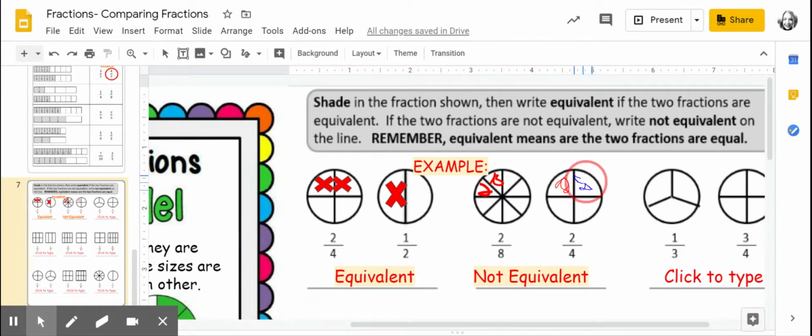So which one is larger? Well, you can see that it's going to be your 2/4, which means they are not equivalent. They're not the same.